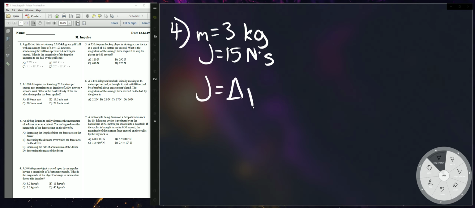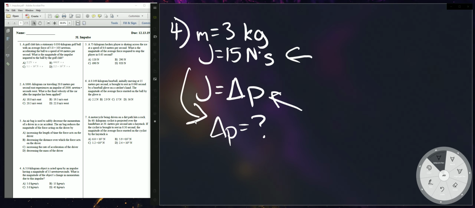Well, you know by definition, impulse is change in momentum. They're giving you the impulse, and they want to know what your change in momentum is, what delta P is. Well, you just solved it. You just need to read the problem. The answer is B.